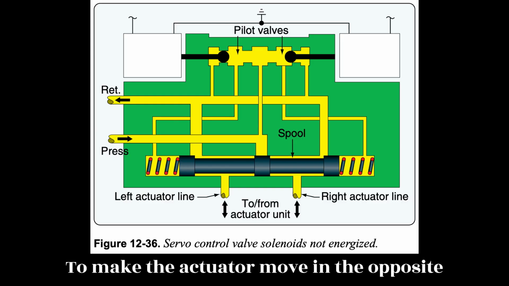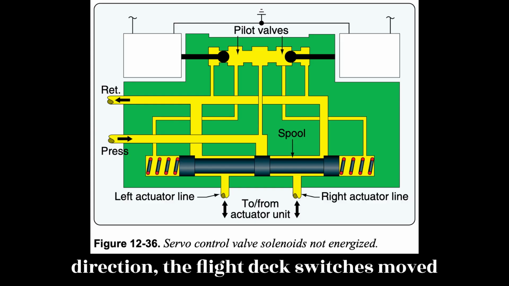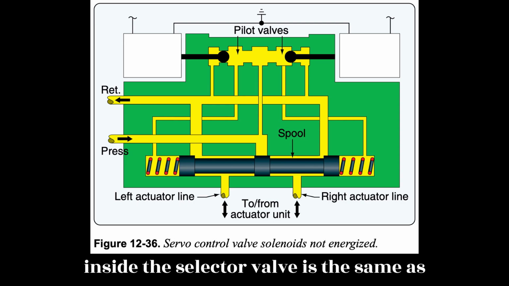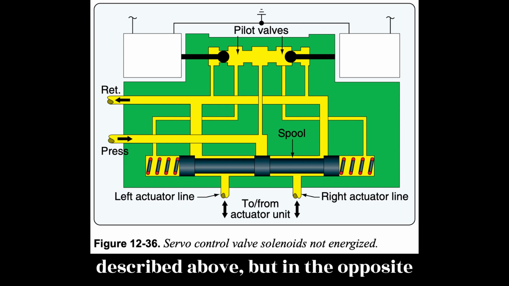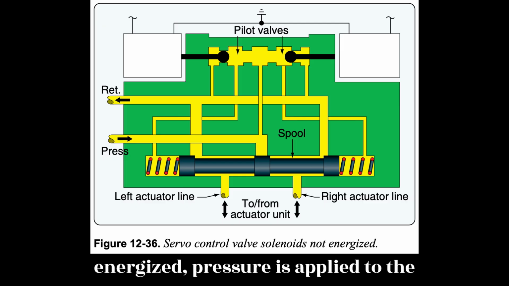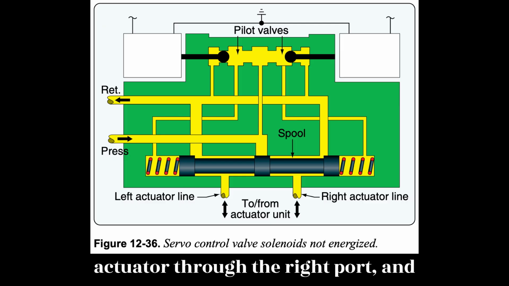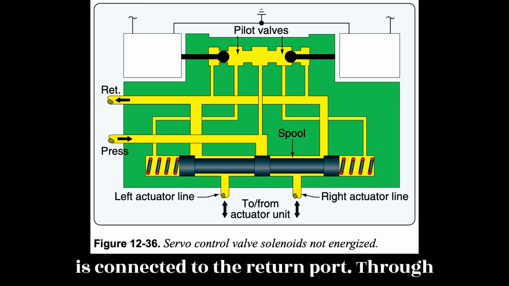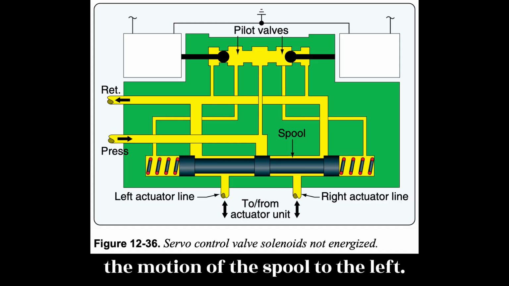To make the actuator move in the opposite direction, the flight deck switch is moved in the opposite direction. All motion inside the selector valve is the same as described above but in the opposite direction. The left solenoid is energized. Pressure is applied to the actuator through the right port and return fluid from the left actuator line is connected to the return port through the motion of the spool to the left.